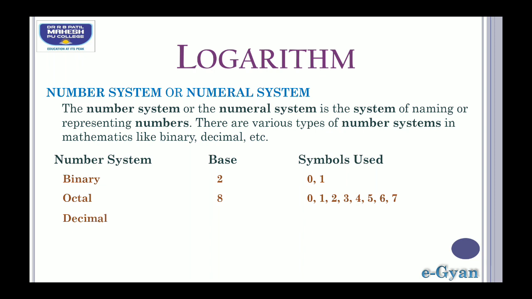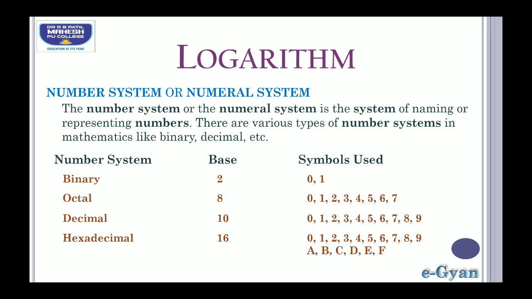We use the decimal system for simplicity. The base of the decimal system is 10 and the symbols that we use are 0 to 9. You will understand much better if I go with one more number system, that is hexadecimal, whose base is 16. So we use 0 to 9 as we use in decimal. Along with that, we use A, B, C, D, E, F, 6 alphabets of English.